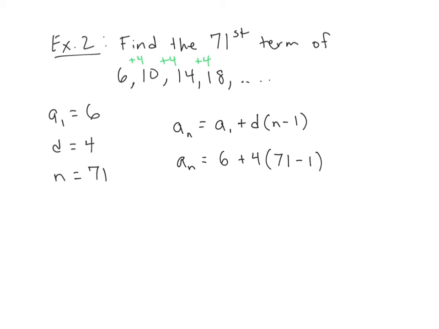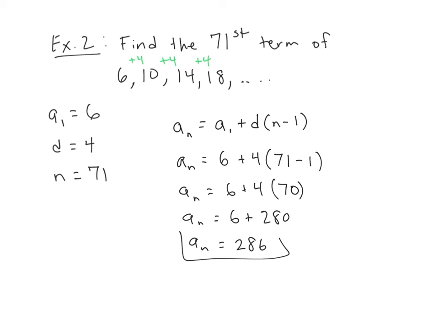All right, so working out PEMDAS here, 71 minus 1 is 70, starting with the parentheses step, and then multiply before adding. So 4 times 70 makes 280, and 280 plus 6 makes 286. It would have taken a pretty long time to carry that pattern all the way out 71 terms. But in this case, I can take a shortcut by realizing I'm going to add in 4 70 times, multiply that out, and then add it to the 6.